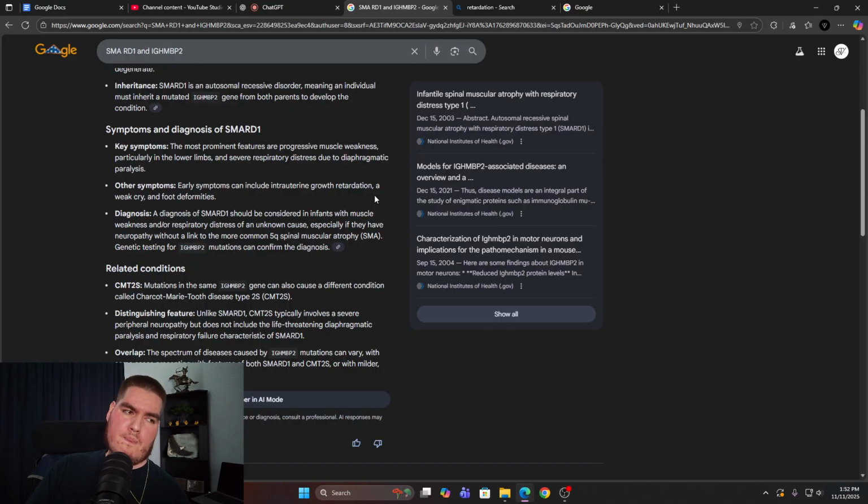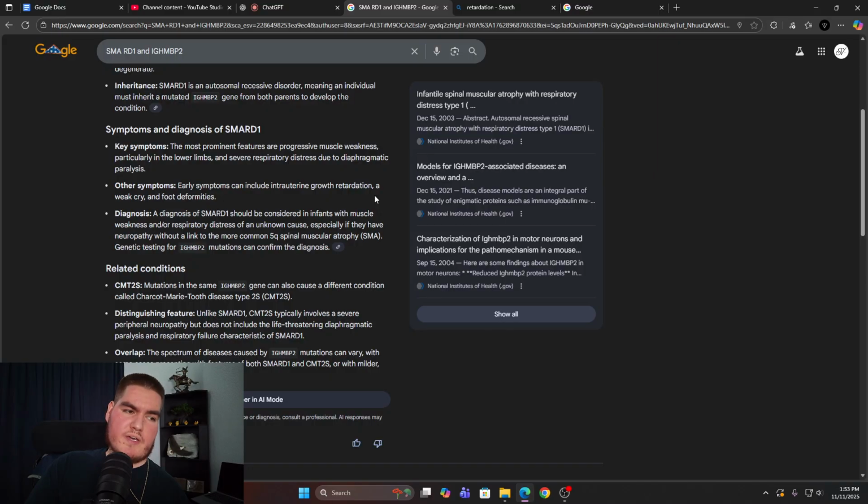So in simpler terms, what this means is that if a baby shows muscle weakness and breathing difficulties and doctors can't find a more common cause, like the typical type of spinal muscular atrophy that involves a different gene, then SMARD1 should be considered. The diagnosis is confirmed by testing for mutations in the IGHMBP2 gene. In other words, it helps doctors figure out if this specific genetic condition is the cause.